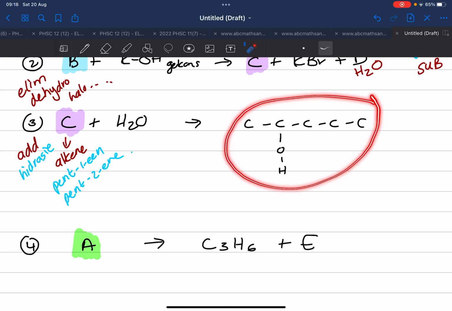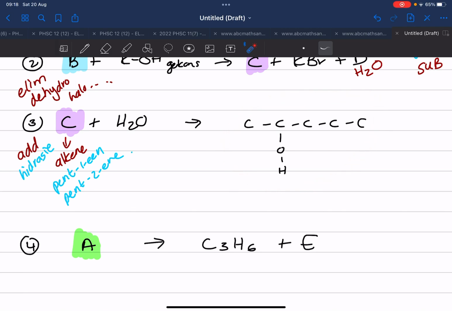How do I ask this question? What type of alcohol is this? Primary, secondary, or tertiary? And why? Why is it secondary? The OH is attached... the carbon attached to the OH is attached to 2 other carbons. Mooi. Okay.